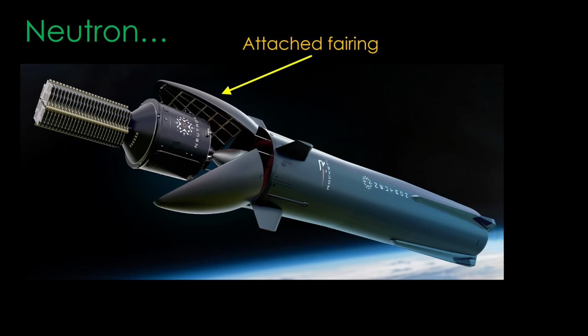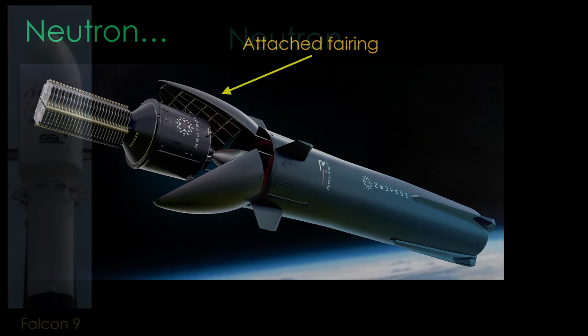The second is that the payload fairing that protects the second stage and payload is permanently attached to the booster. If you don't need to recover fairings separately, that simplifies recovery logistics. It also keeps the fairings dry for easier refurbishment, unlike the Falcon 9 approach.